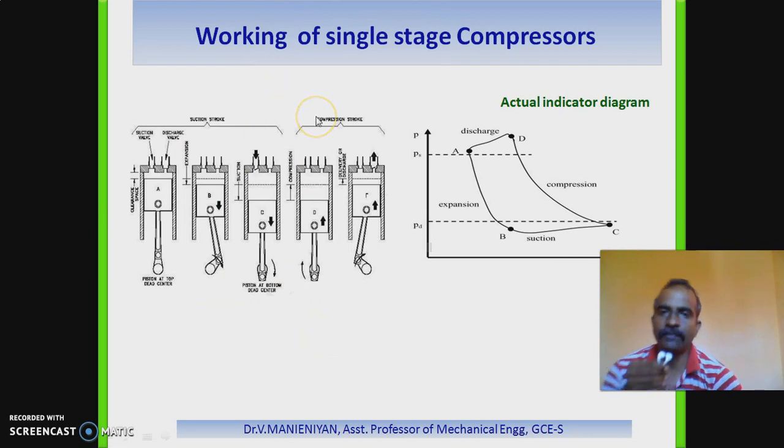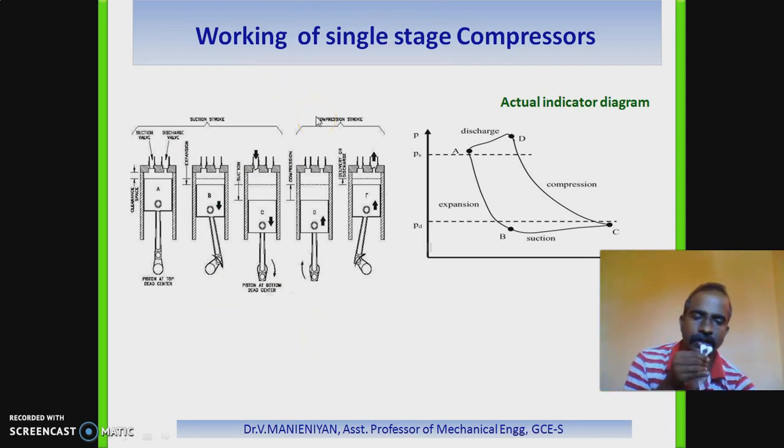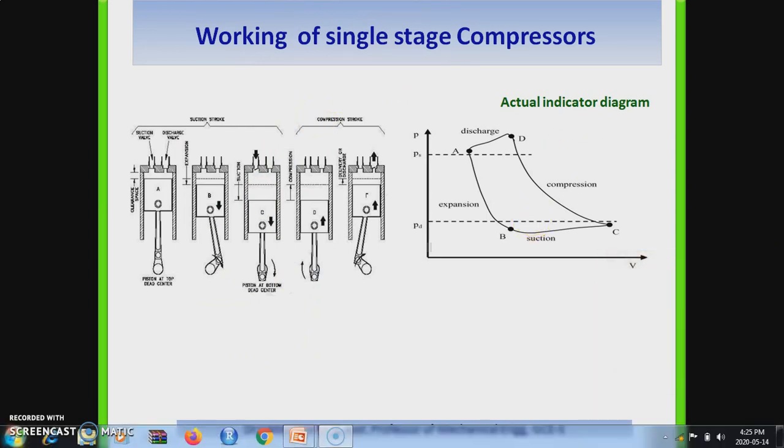Next is the working of a single-stage compressor. Here we show the actual indicator diagram and the cylinder-piston arrangement diagram. The first three cylinder positions show the suction stroke, and the remaining two show the compression stroke.